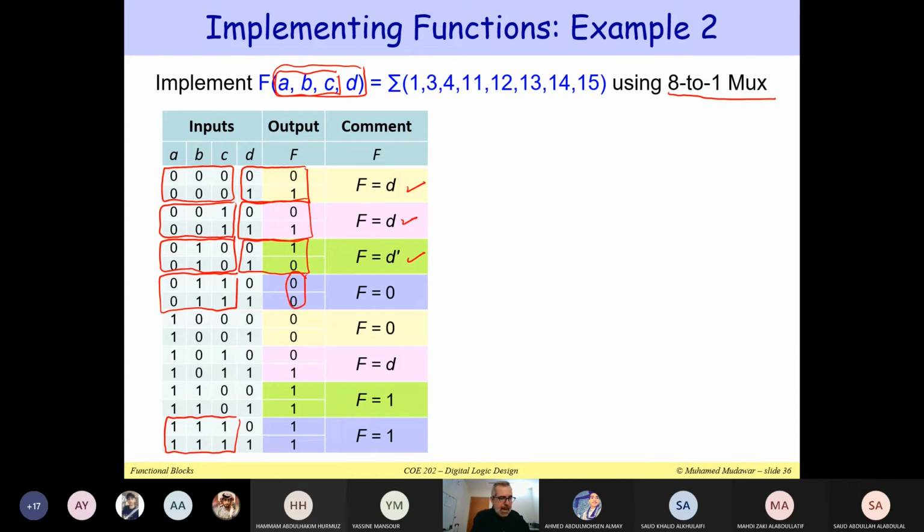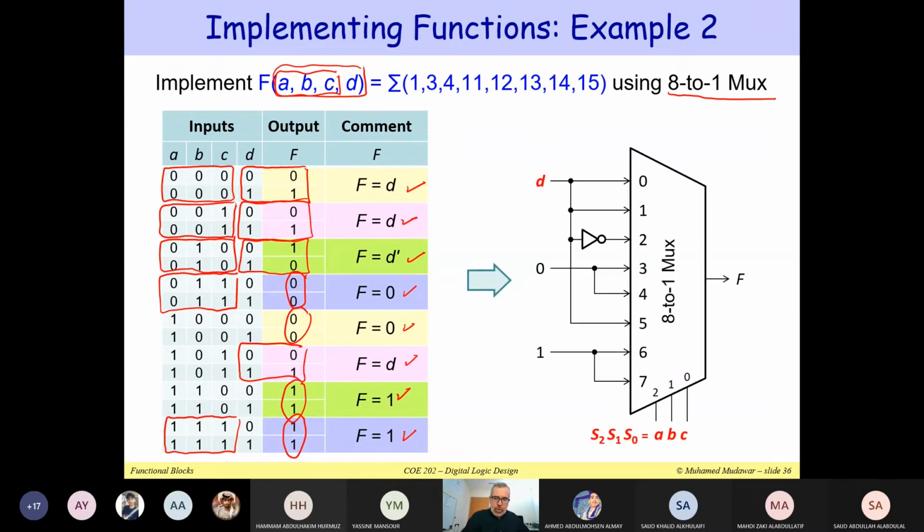Here, F does not depend on D. It's always 0, right? This is always 0. This is identical. This is D. This is always 1. This is always 1, right? So basically, you can determine the output F based on D. Either you get D, or you get D prime, or you get 0. It does not depend on D, or you get 1. It does not depend on D.